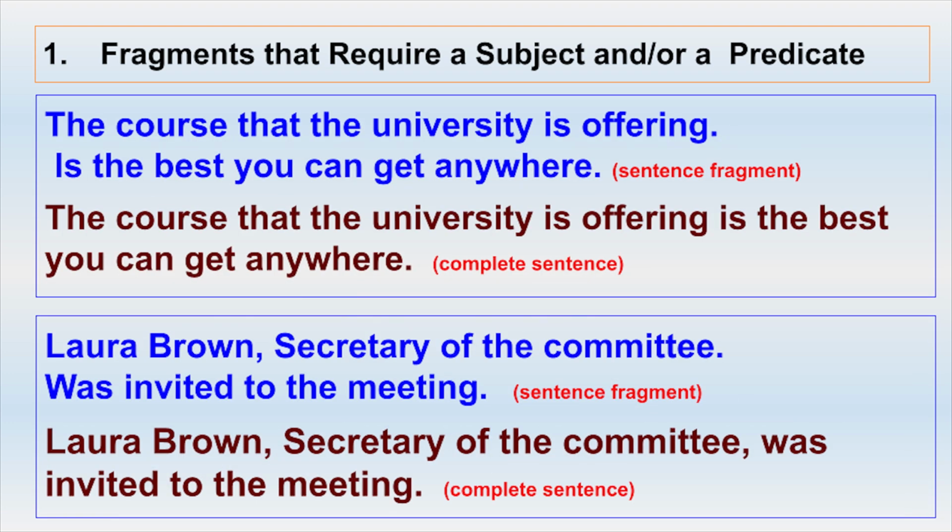So our two previous examples were easy to correct because the groups of words could easily be joined to form complete sentences. Together, they formed sentences that included a subject and a predicate and expressed a complete thought. Sometimes, fragments that are lacking a subject and or a predicate cannot be so easily corrected.